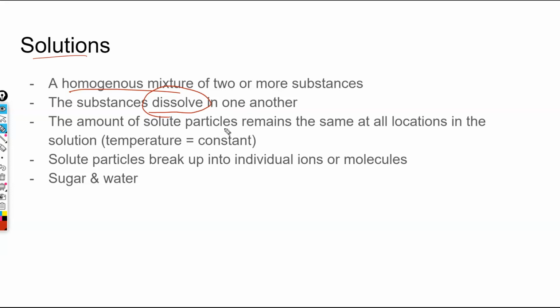Now remember, let's take the Gatorade sample. The amount of solute particles remains the same in all locations of the solution. So if you take a sample from one end of the solution or the other end, there'll be the same amount of solute particles. And these usually do break up to form ions or molecules. That's how they're allowed to dissolve. So this breakup allows the dissolution of one of those substances. An example is sugar and water. You put sugar and water, you mix it, and eventually nothing will settle or float. It'll all be dissolved.